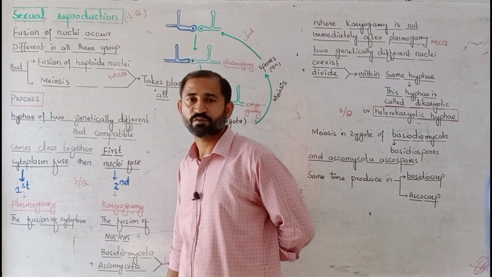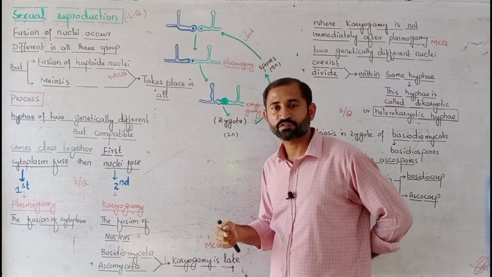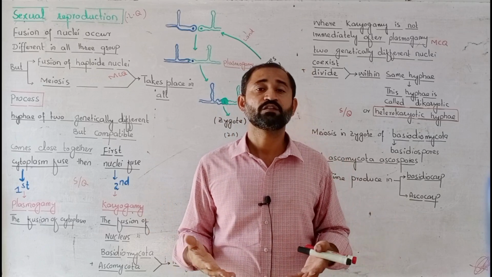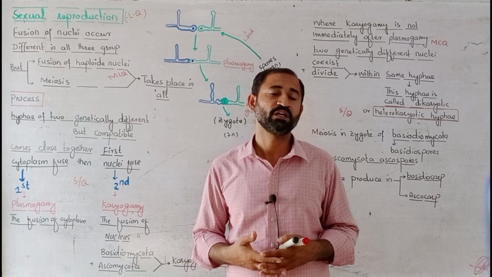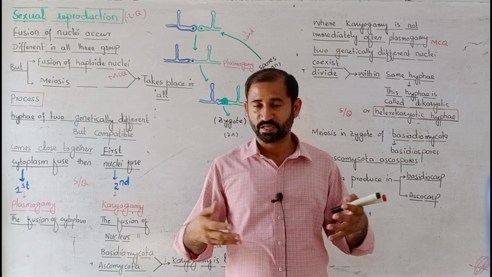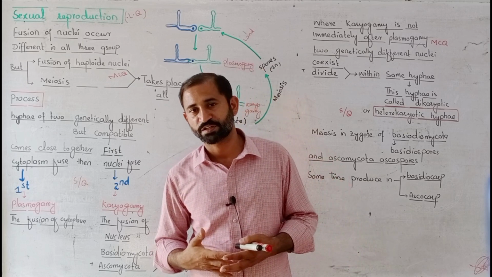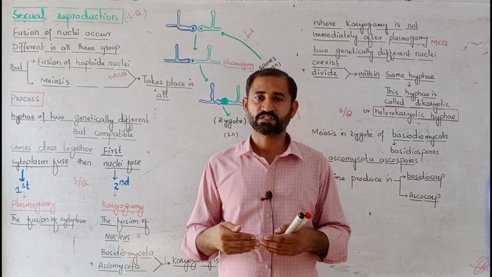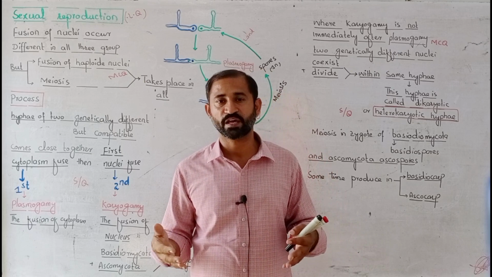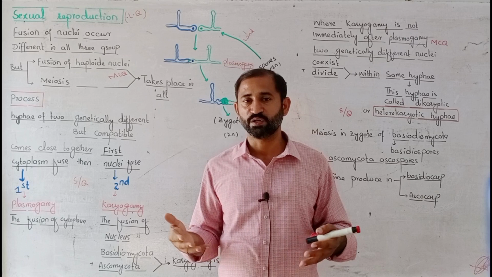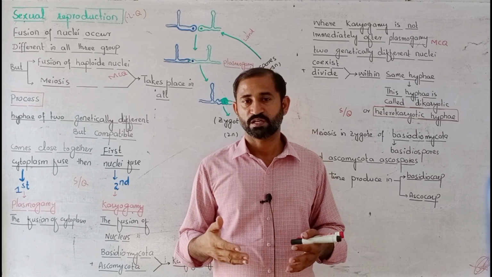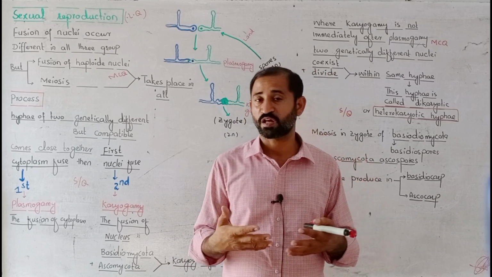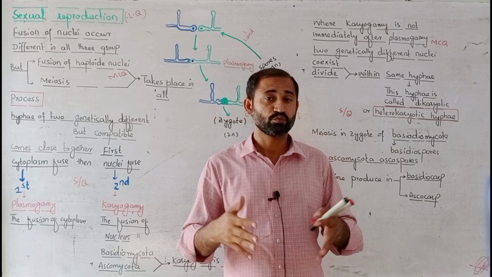Next is the process of sexual reproduction, that is, how this process is performed. The process is simple. There are 2 different hyphae that are genetically different but compatible, meaning they can intermix with each other. When they come close to each other, first their cytoplasm fuses together and then their nuclei fuse together. First the cytoplasm fuses together; this is known as plasmogamy. After this, the nuclei come close together; that is known as karyogamy.